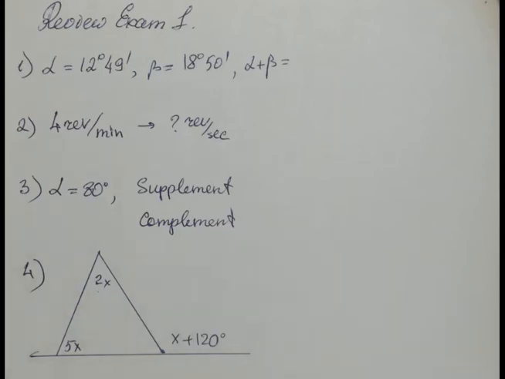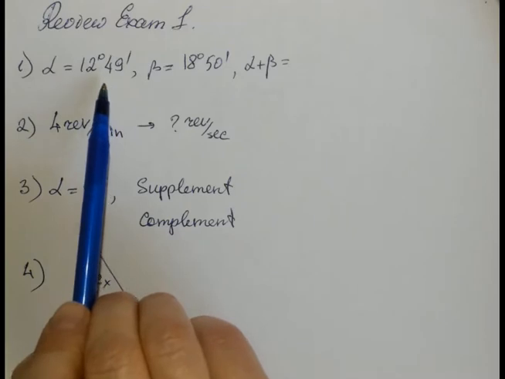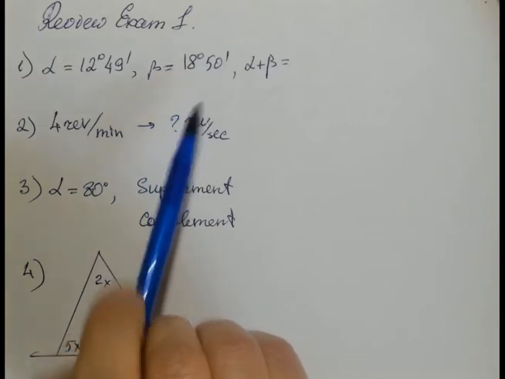Hello, this is the review for the first trigonometry exam. Let us start by adding two angles, alpha and beta, given in degrees and minutes. Alpha is 12 degrees 49 minutes and beta is 18 degrees 50 minutes.